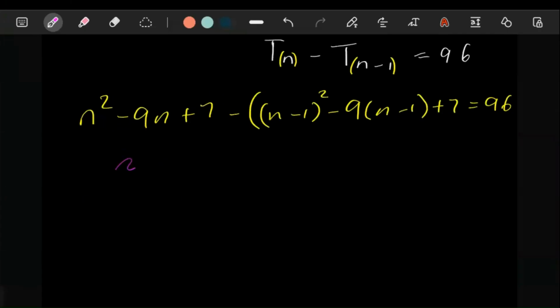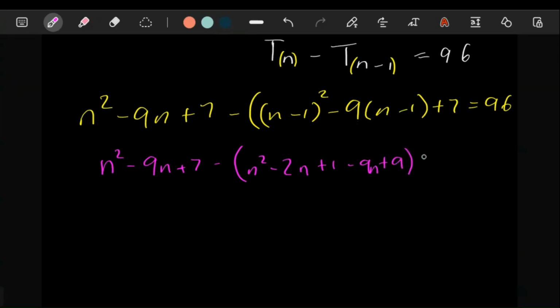So here, nothing is going to happen here. We can just leave it as it is. Here's where you just need to be careful. The minus is still outside. So this squared is going to be n squared minus 2n plus 1. If you multiply inside here, you're going to have negative 9 plus 9, close your bracket, negative 9n, and then plus 7 equal to 96.